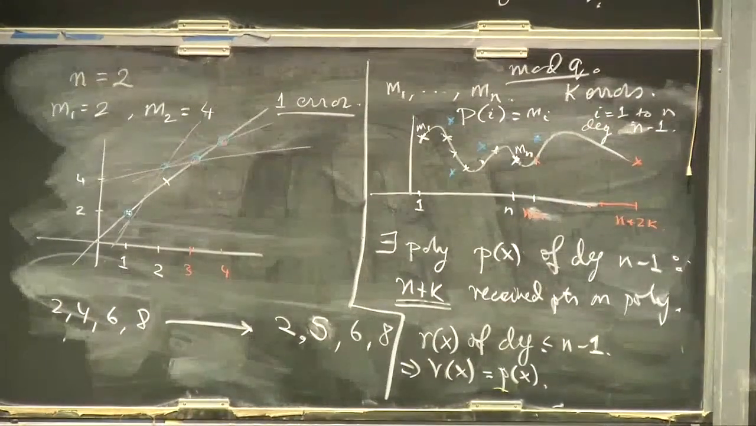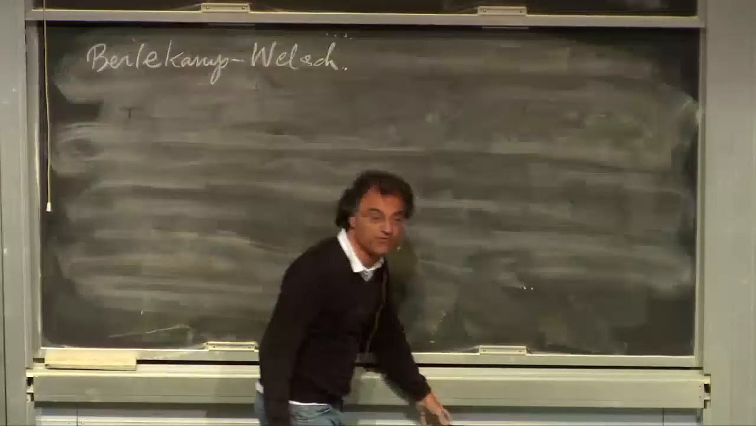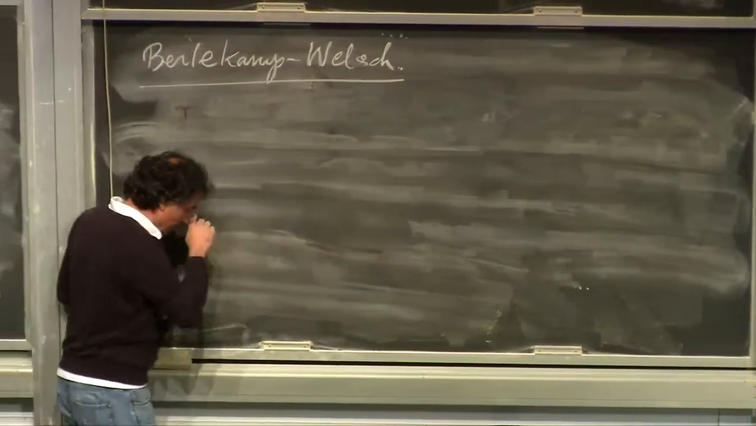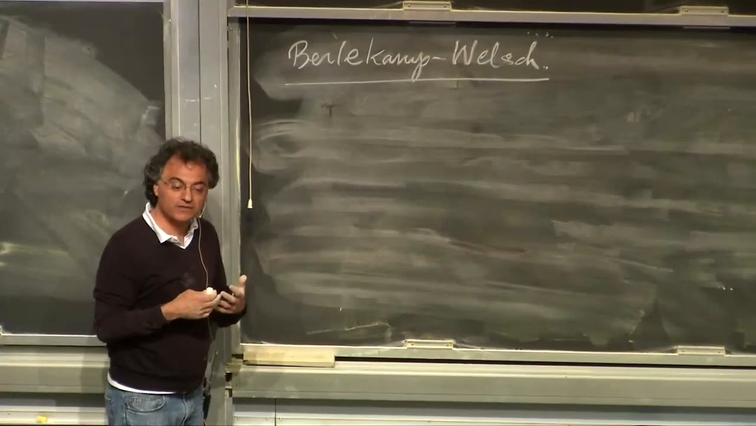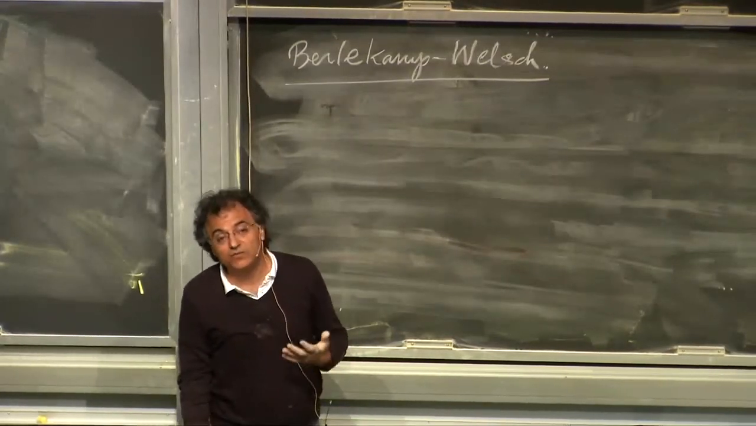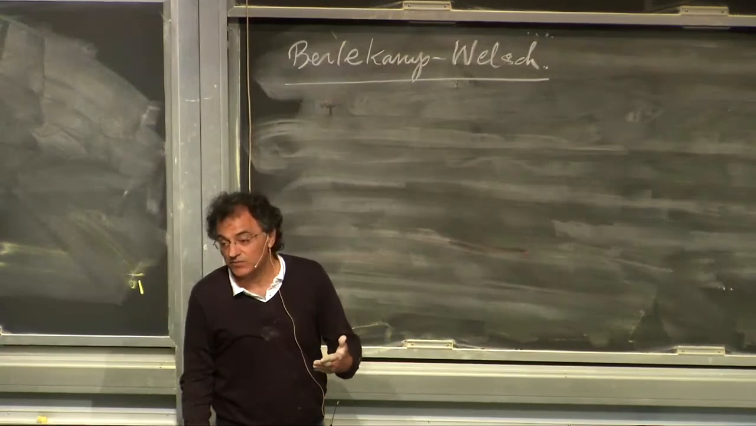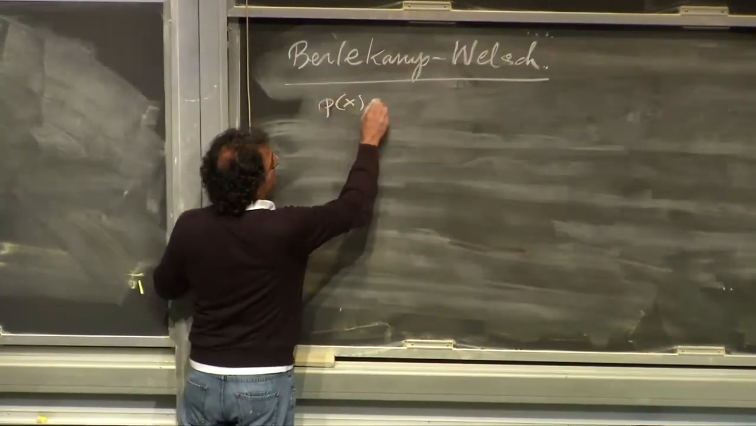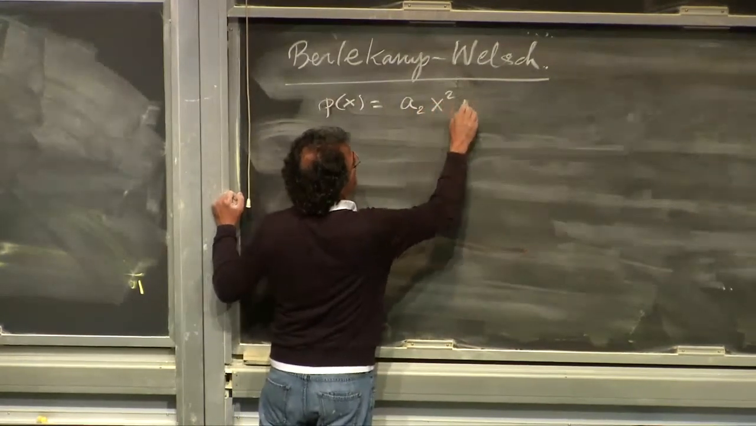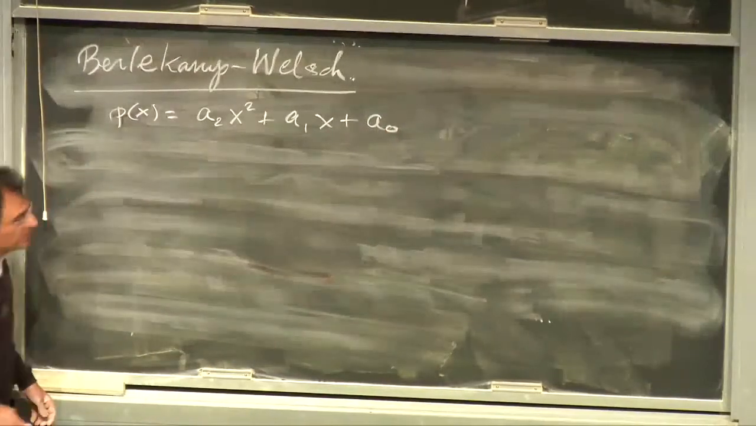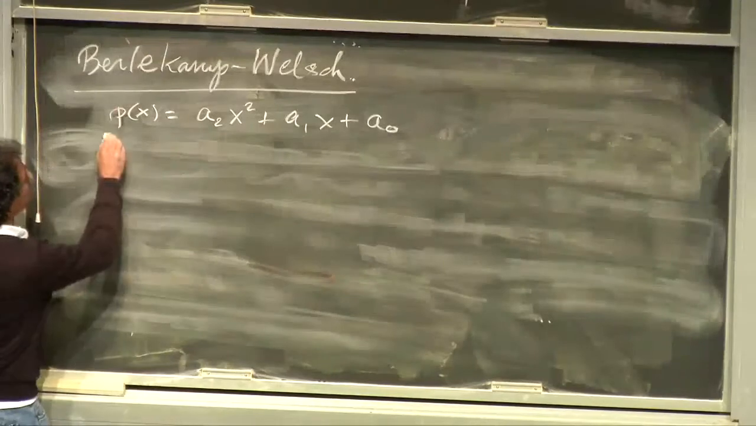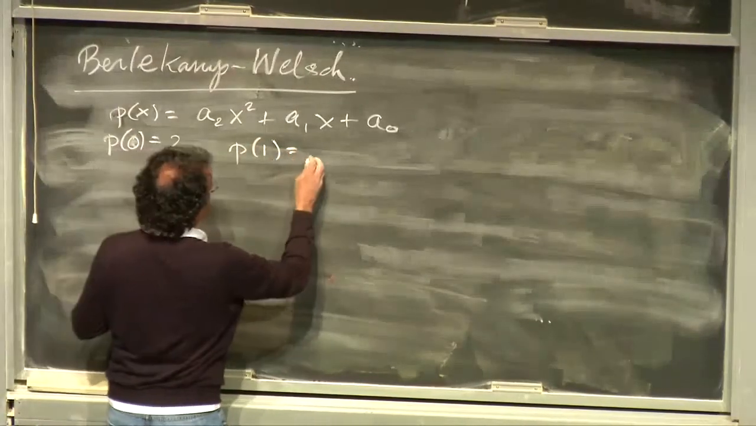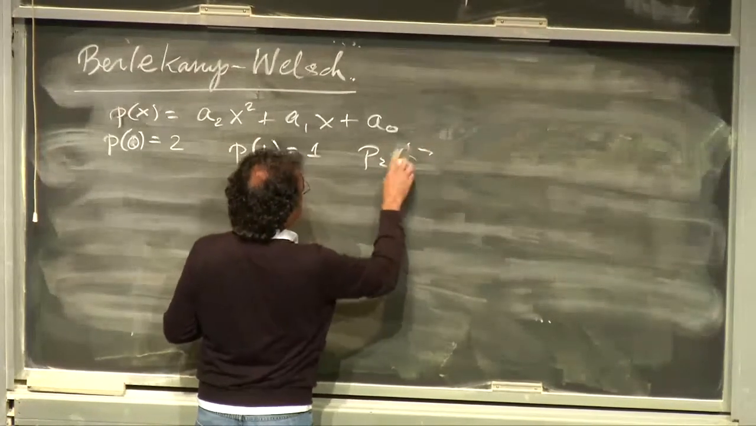There's one thing that you have to know about before we even start talking about this algorithm. Instead of doing Lagrange interpolation, there's another way that we can figure out what the polynomial is given its value at d plus 1 points. So let's say we have a polynomial p of x equal to a sub 2 x squared plus a sub 1 x plus a naught. That's our polynomial. We are trying to figure out what it is. But suppose we are also told that p of 0 equals 2, p of 1 equals 1, p of 2 equals 3.